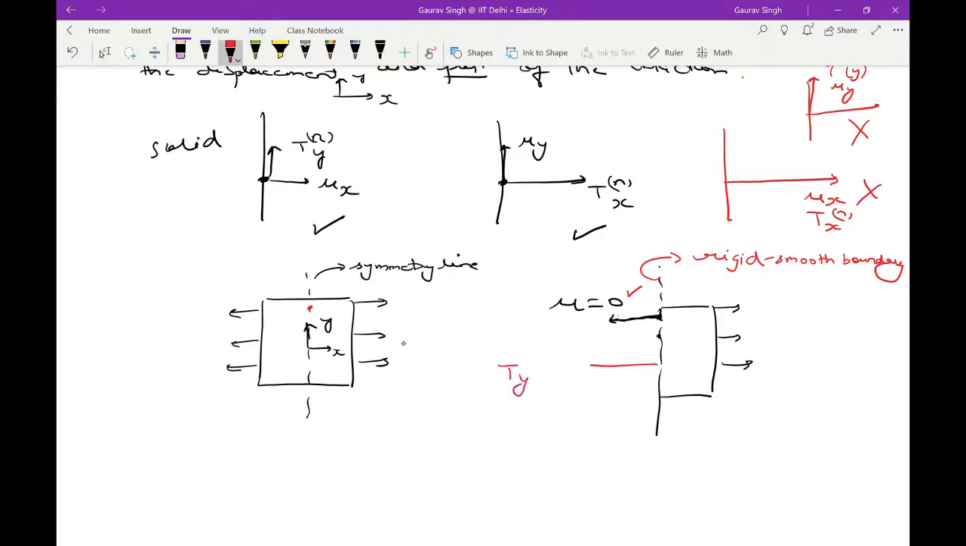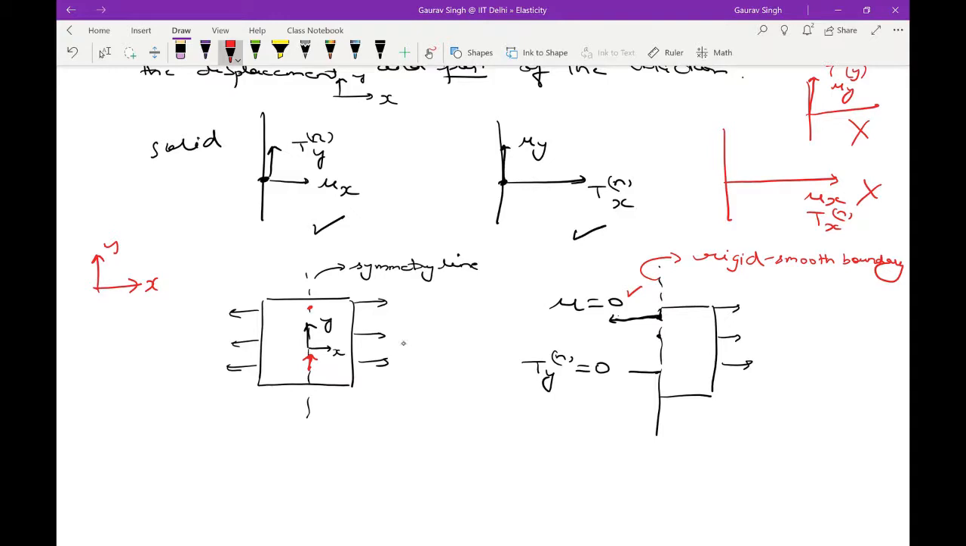So the traction in the y direction on this boundary is ty, n equal to 0. The reason that is happening is because any point on this symmetry line will not experience a traction in this vertical ty direction. So this is y, this is x, and hence this is true.